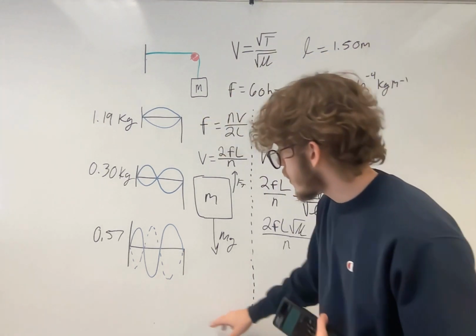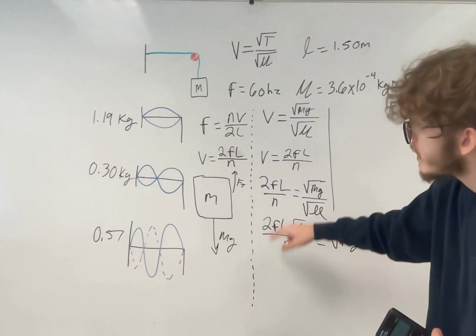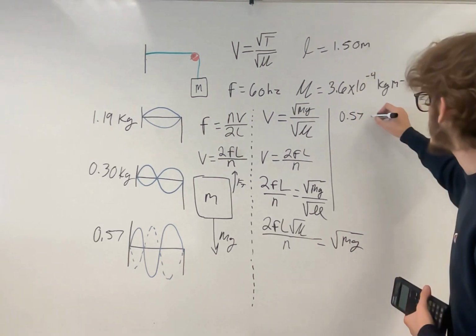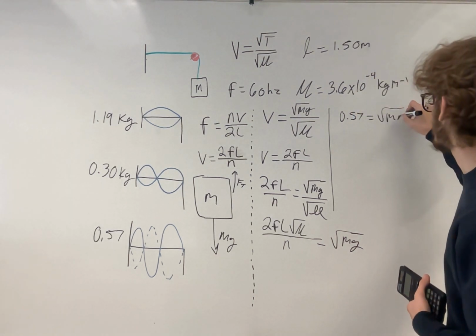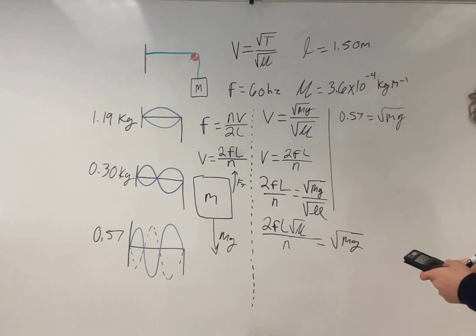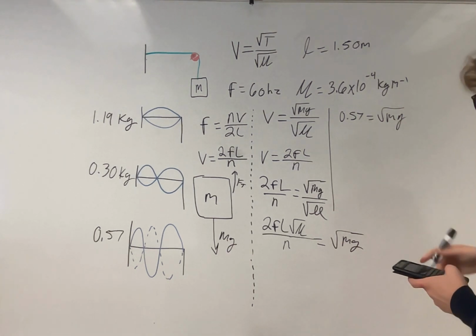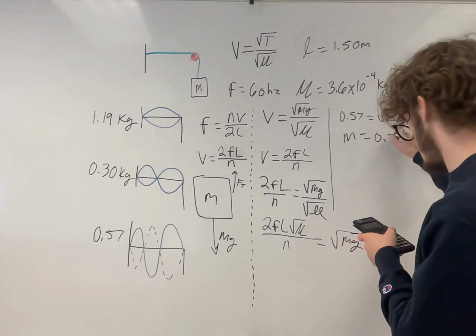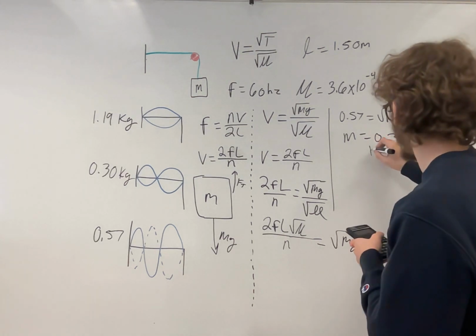Okay, so for the third harmonic, our value for this piece here was 0.57. We're going to equal that to the square root of mass times gravity. I'm sure you already beat me to it while I was talking, but we're going to square that value divided by 9.81. The mass of this is going to be even less, 0.331 kgs.